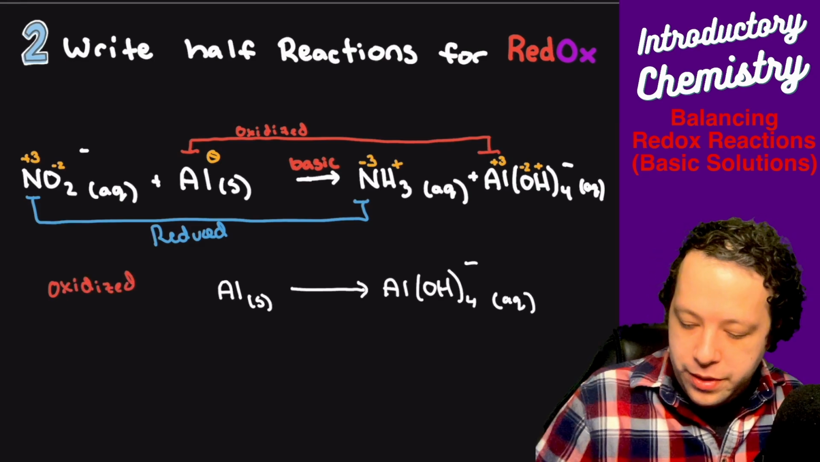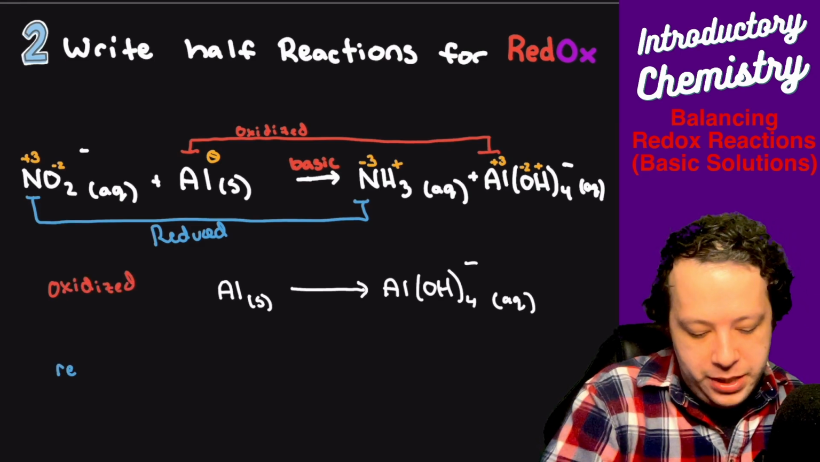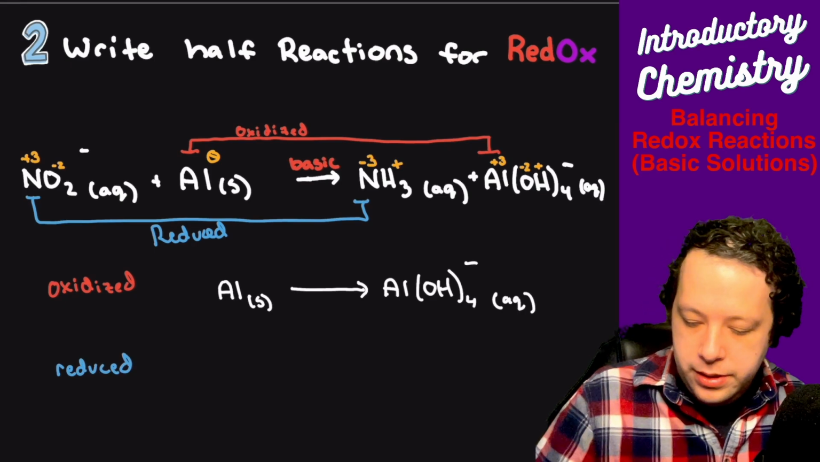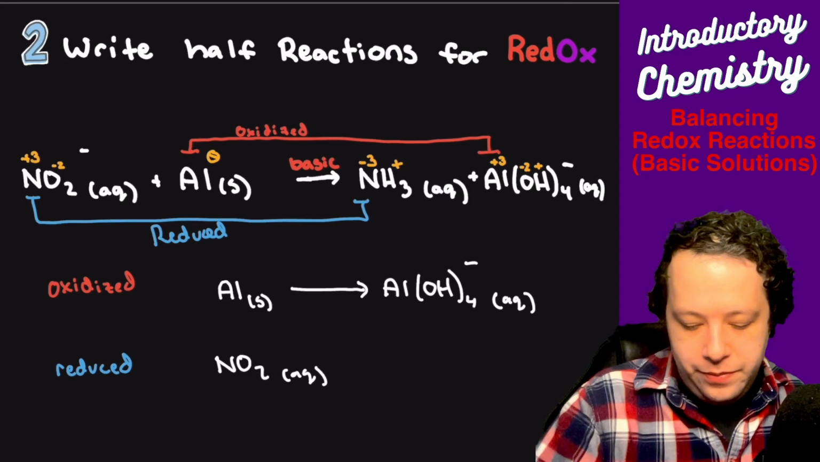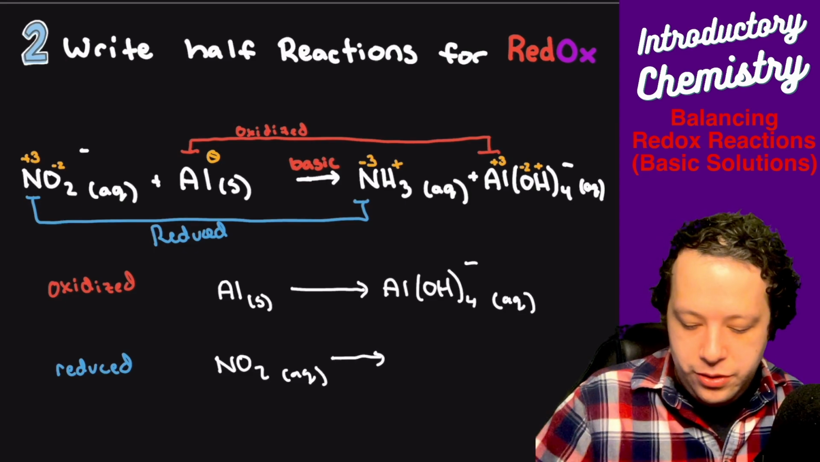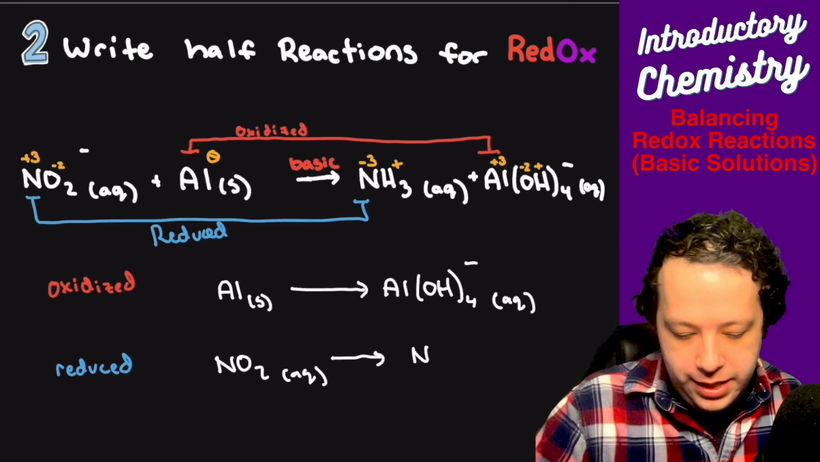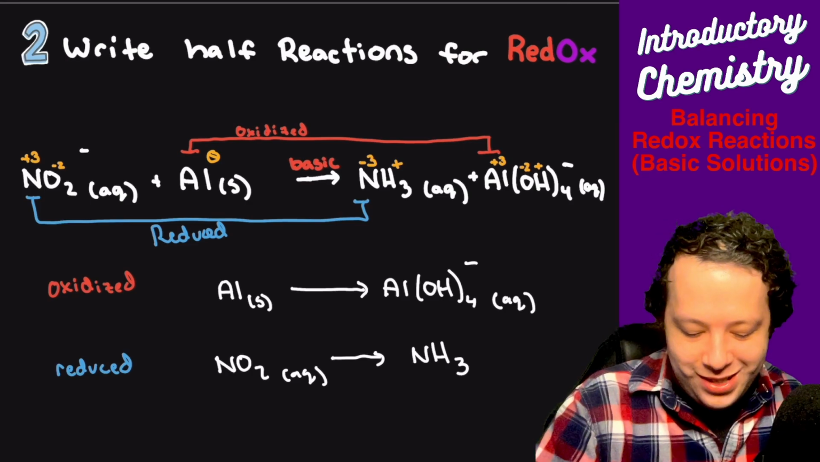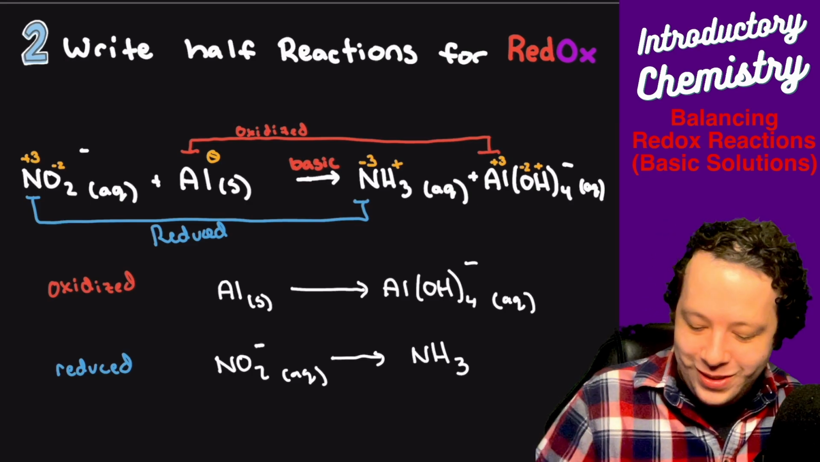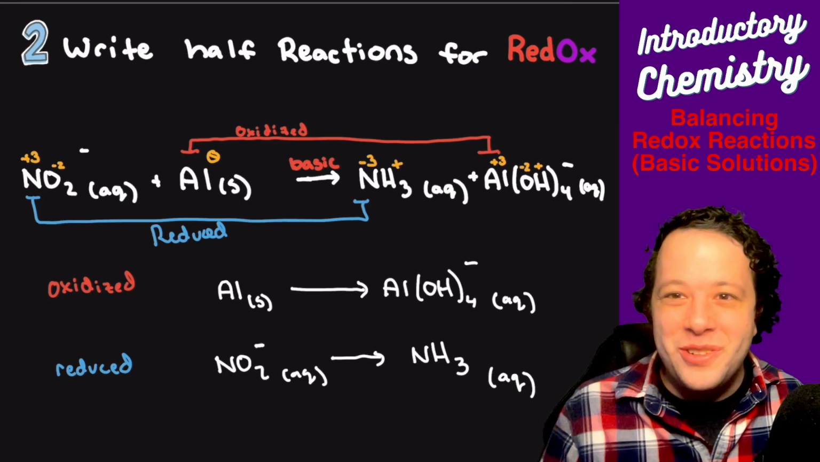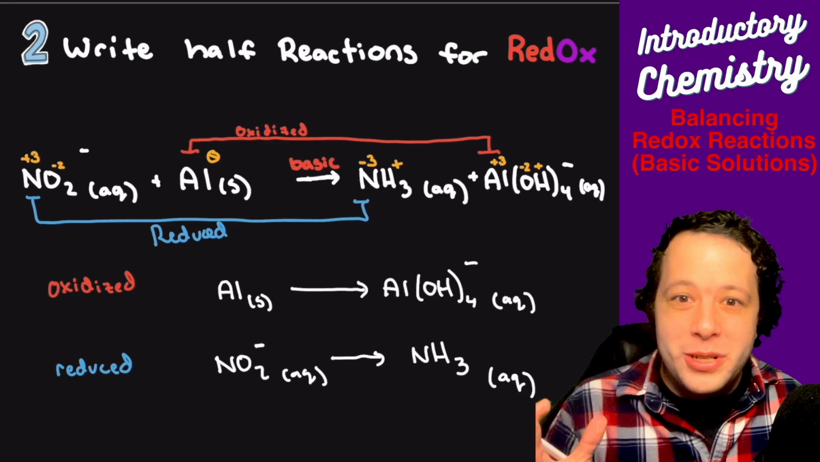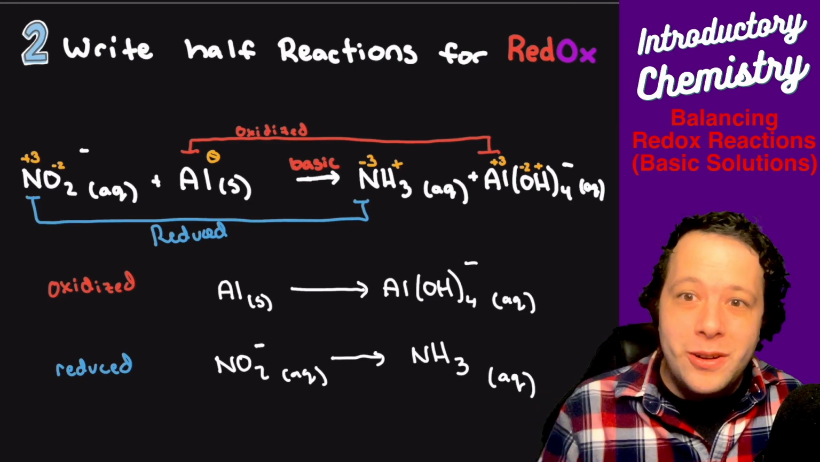And then for nitrogen, we know that's going to be the reduced one. So it's going to be NO2 aqueous turning into NH3. And notice that I almost forgot my charge on the NO2. So like I said, write everything down. It's really easy to do. And this is our first step, right? Pretty easy. Now we're going to go through our balancing.